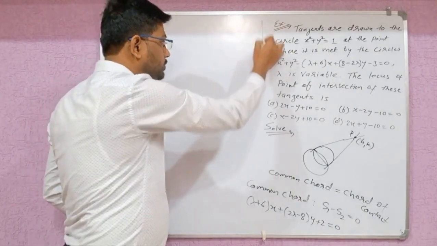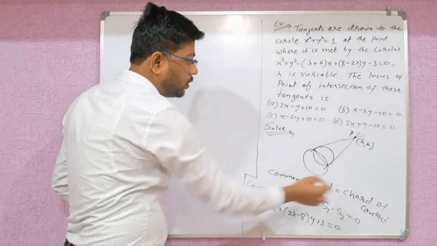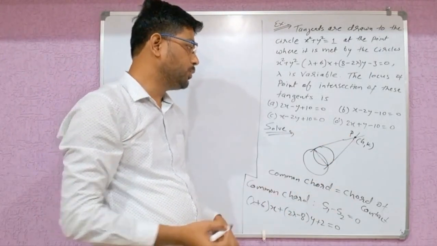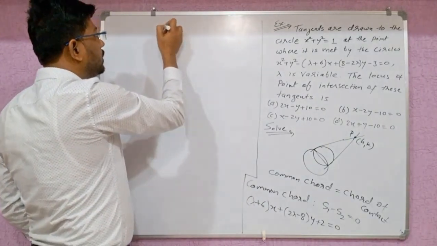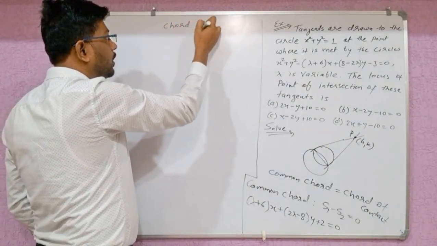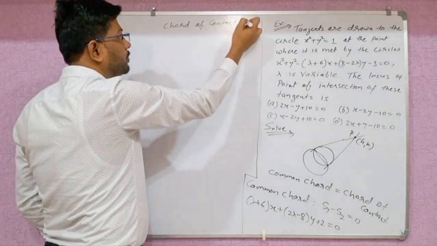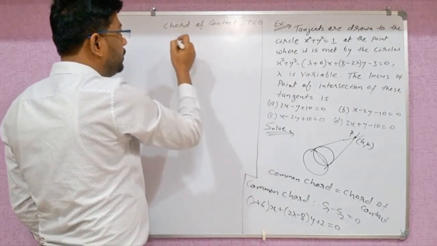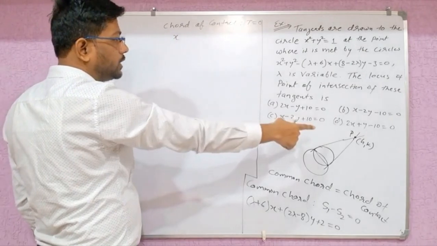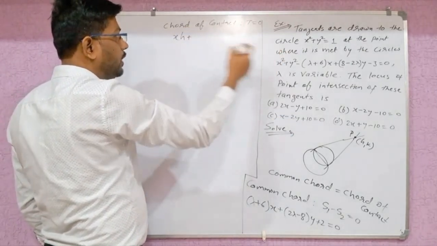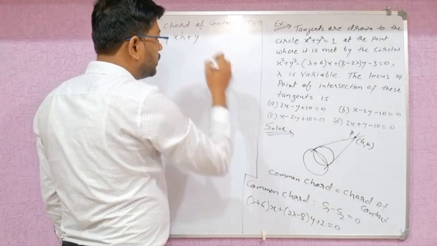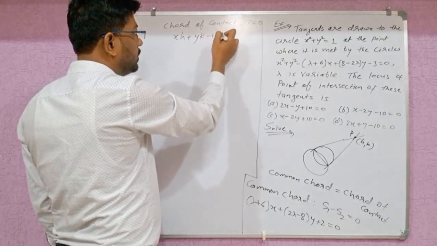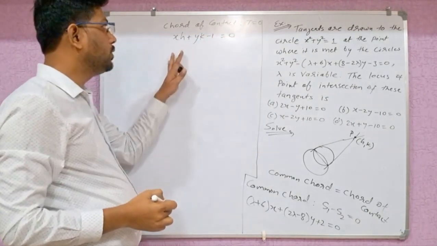Now I will find the chord of contact. I know the chord of contact is T is equal to 0 corresponding to this point. So for this circle, T will be x1, that is x, and x1 is h here, plus y1, so y, and y1 is k here. And this will be minus 1 is equal to 0. This is the chord of contact.